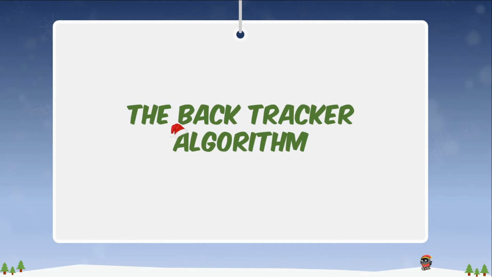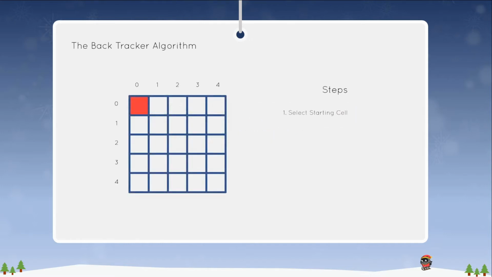Well, today we're going to take a look at the Backtracker algorithm. This is one of the more common algorithms and has a good balance between the complexity to implement and the number of dead ends and the length of the corridors. So how does it work?